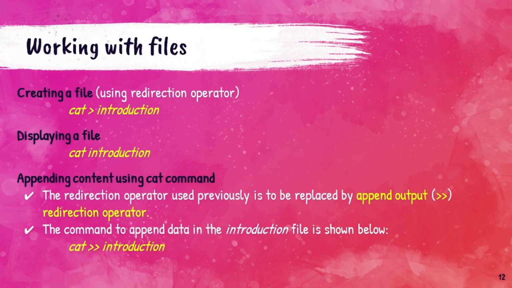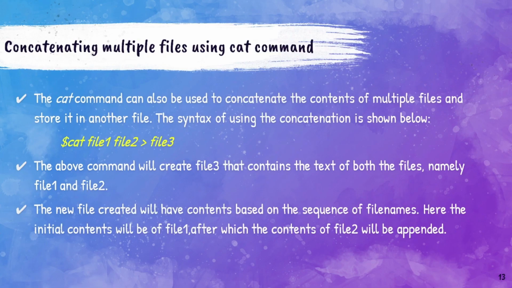We have done this exercise practically. To create a file, single greater than; to append to a file, double greater than; and to display content, just give a space. Now the cat command is basically derived from the word concatenate. Concatenate means to combine multiple files and to store it in another file.